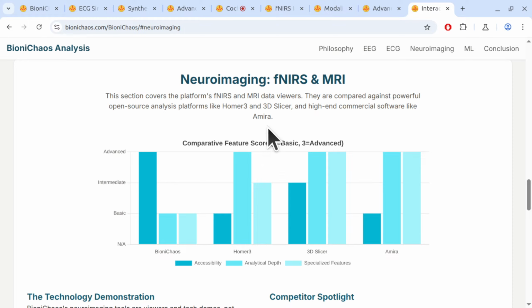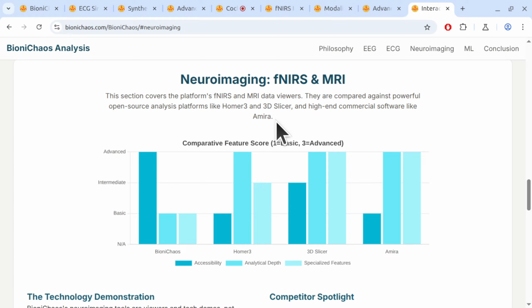You grasp the basics fast. But if you're doing serious research, needing complex analysis, multi-subject stats, detailed segmentation, you'll likely need to move on to platforms like 3D Slicer or Amira. Those offer advanced features, absolutely, but you're investing more time, definitely more effort into learning them. Okay, so that pattern holds pretty strong. Accessibility often prioritized over, let's say, deep-end features.